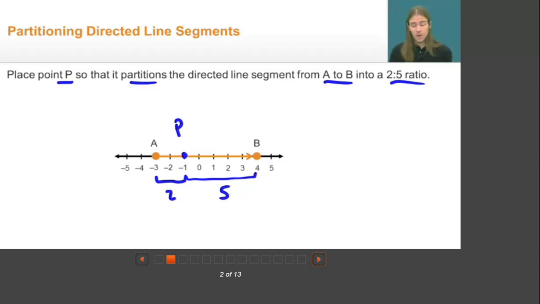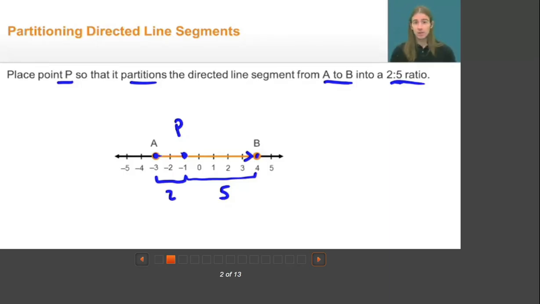Remember here that the direction was important, and the way that that was important is that I started this ratio by traveling in the direction of the arrow from the starting point until I got to 2 units, and then I finished up the 5 units until I got to the end of my directed line segment.